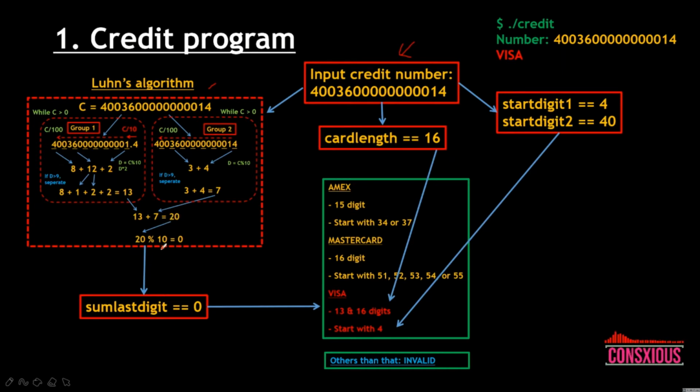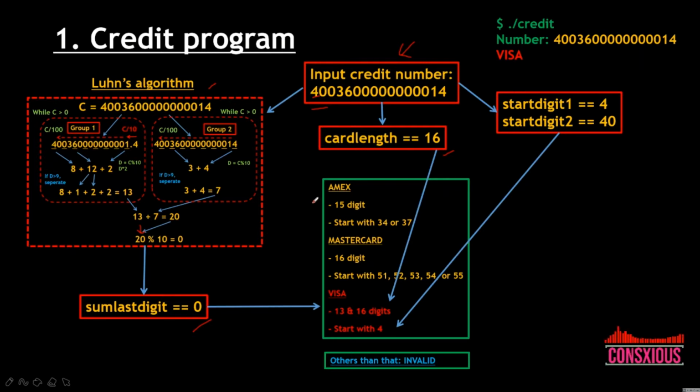Then this number is taken modulus 10, and we find this last digit. The last step of the loop algorithm is to check that the last digit of the sum is 0. After that, we have to find the card length. For example, this credit card number has 16 digits, so we have to write some code to find the card length. Then we also have to find the starting digits, which are the 4 and the 40 here, to find out which category the credit card number belongs to.